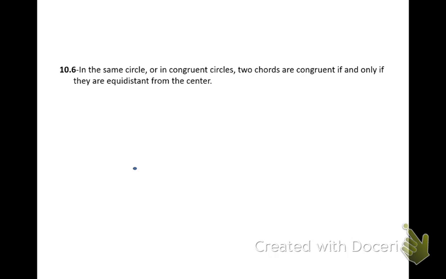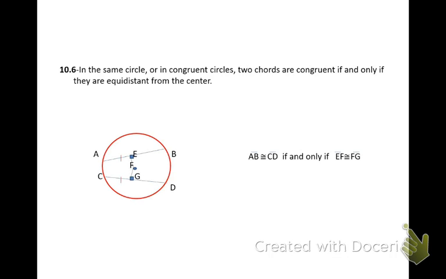In the same circle, or in congruent circles, two chords are congruent if and only if they are equidistant from the center. Looks like this. All right. We can say that the chord AB would be congruent to the chord CD. This congruent marking is for the entire chord, not just AE and CG. It's for the entire chord, right?